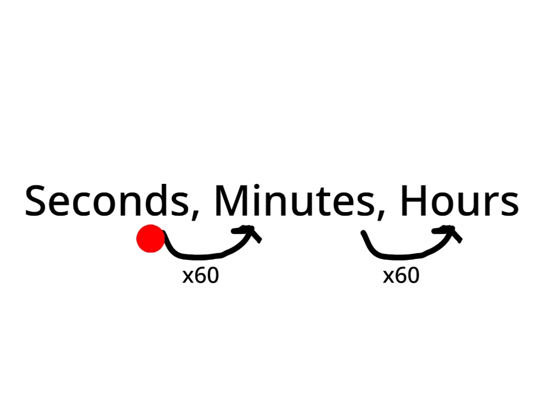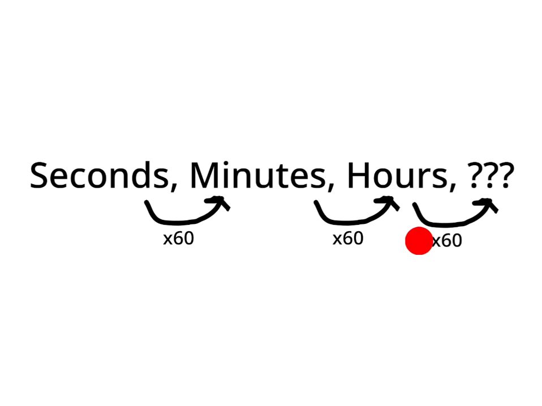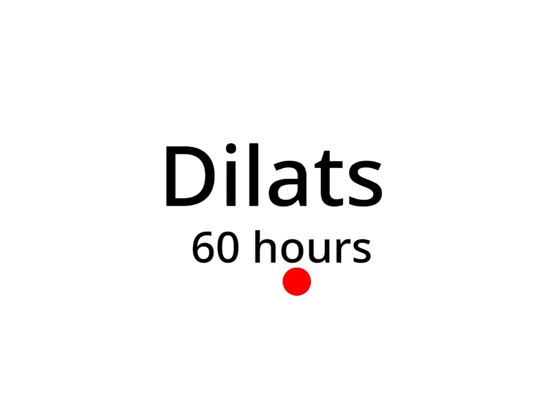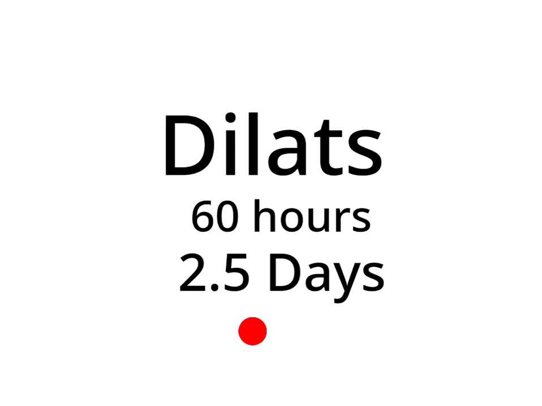In seconds, minutes, and hours, they each go up in multiples of 60, which means whatever comes after hours would be 60 hours. So I've invented my own thing called dillets. You can imagine, after this there would be something which is 60 dillets, which I call a vesen.